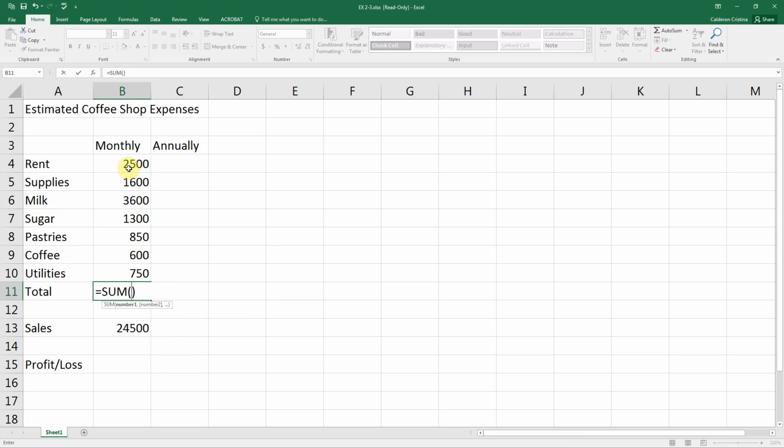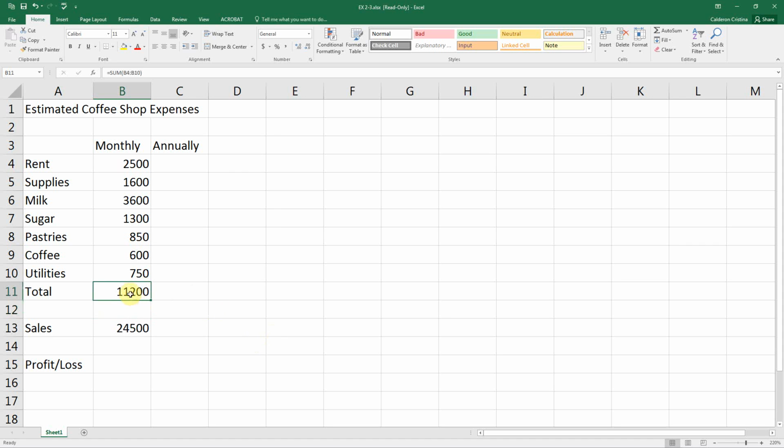We're just going to go ahead and find the sum of all of them. So B4 through B10. Remember, your B is your column, and then your rows are your numbers. When they intersect, that is a cell. Enter. You should get 11,200, which matches what the book is.